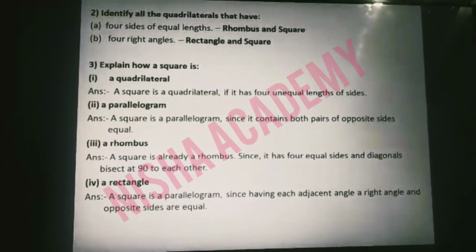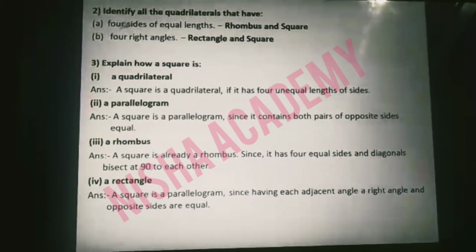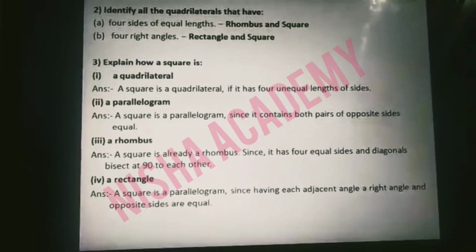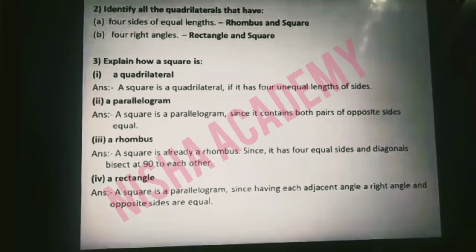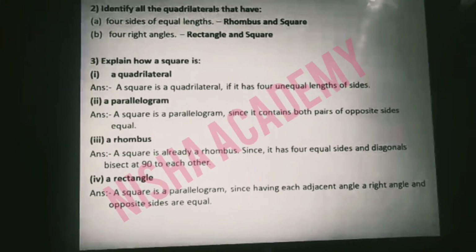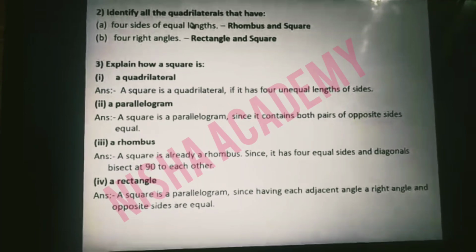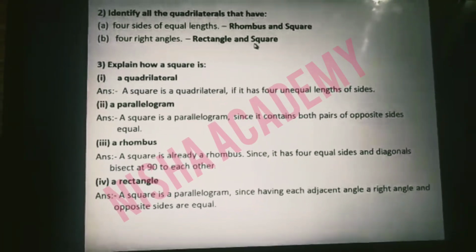Now second question is identify all the quadrilaterals that have four sides of equal length. Write the type of quadrilateral which has four sides of equal length. Which quadrilateral has that? Rhombus and square. Another is four right angles. Which quadrilateral has four right angles? Rectangle and square.